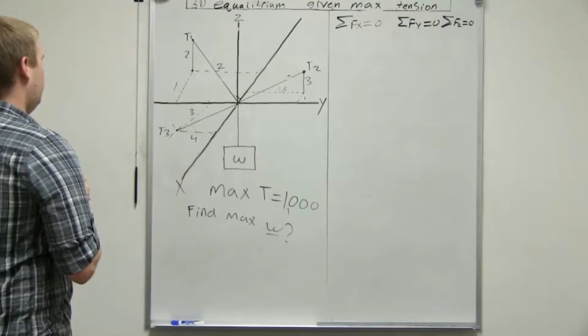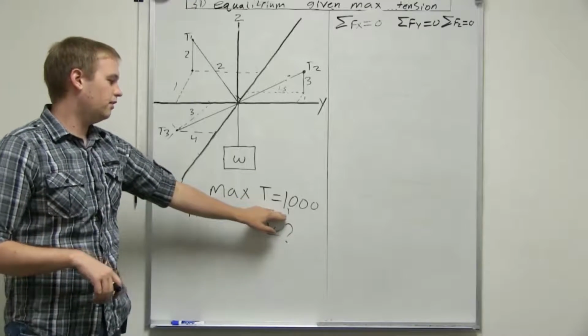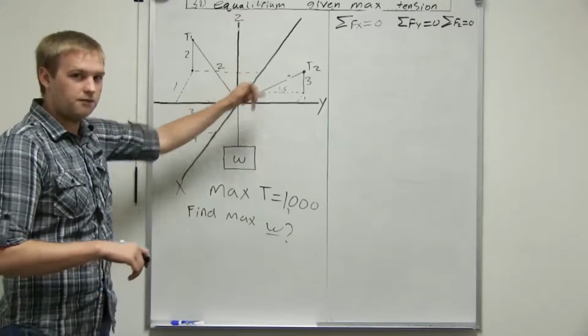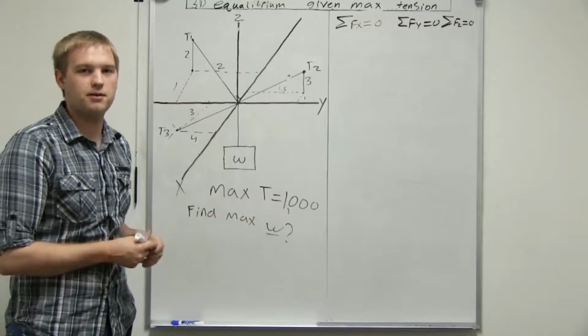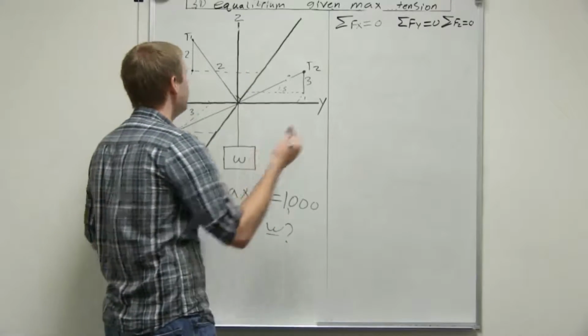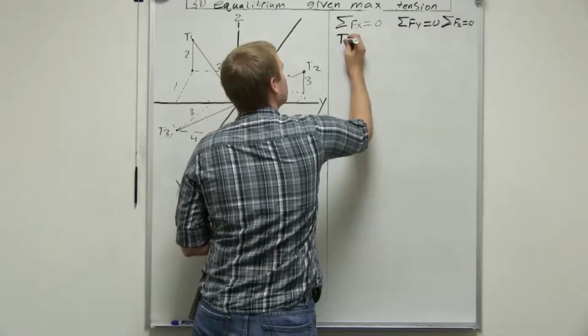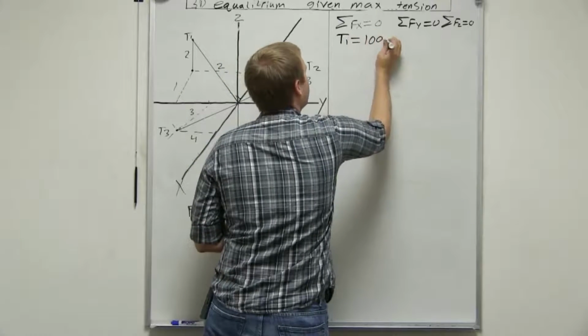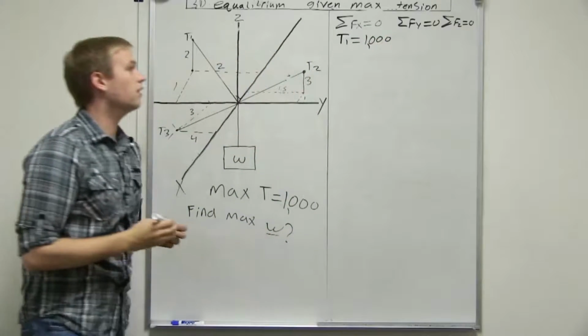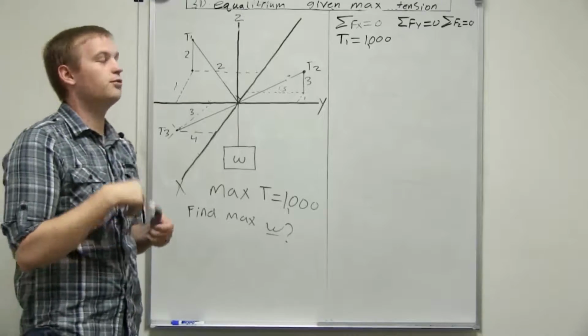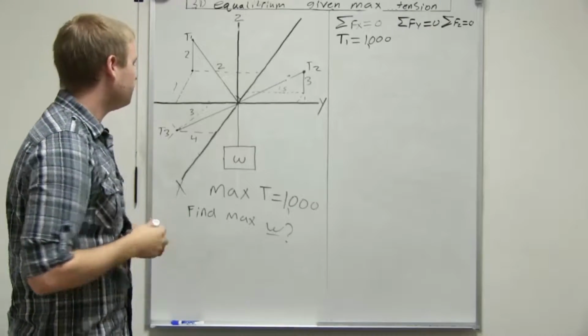Well, the last equation, we know that the max tension in one of these has to be 1,000 pounds. So we'll just set one of them equal to 1,000. For simplicity, we're going to say T1 equals 1,000. So there are our 4 equations.